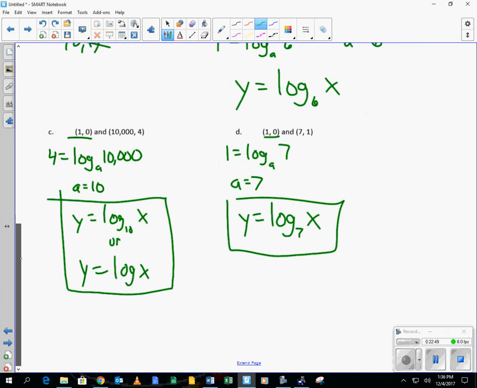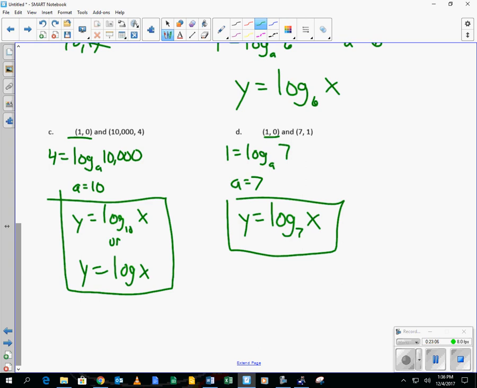Okay, so for letter C, you should come up with base 10. So you have y equals log base 10 of x, or y equals log of x. Yep, either way is fine. Okay, and this one, y equals log base 7 of x. Any questions on those two?